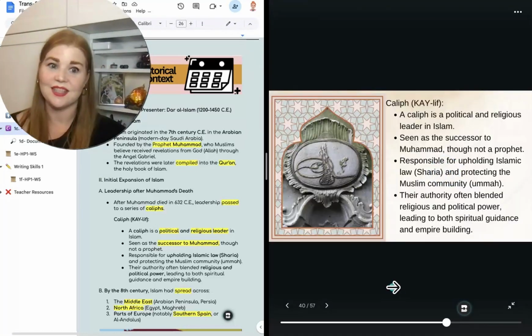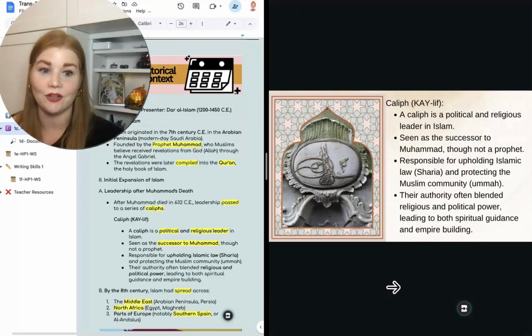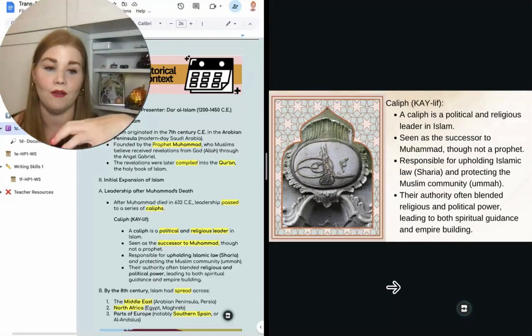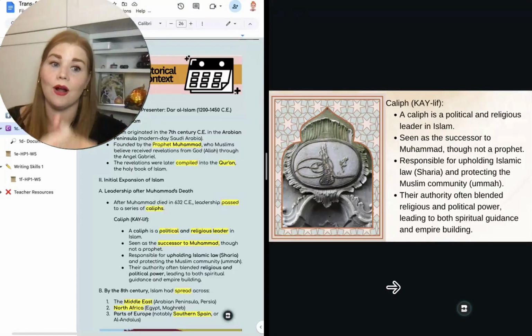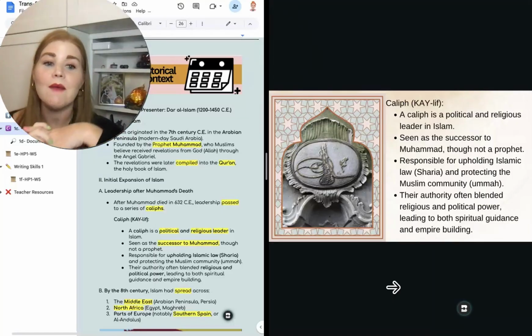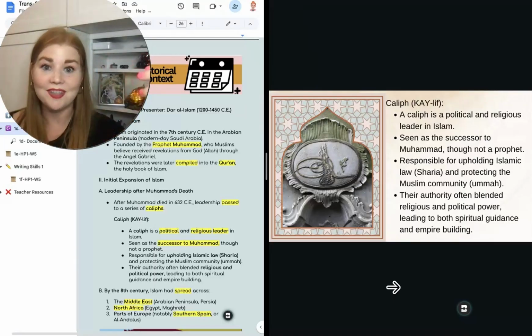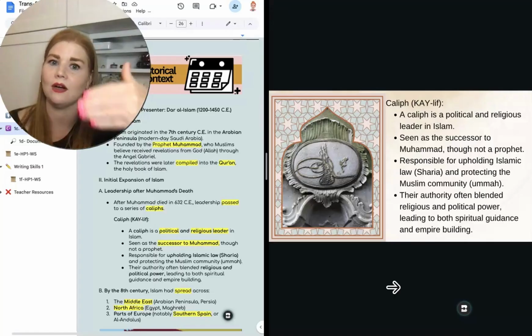All right, caliphs. So caliphs are a political and religious leader in Islam. They are seen as the successor, both politically and religiously, of the Prophet Muhammad. They are responsible for upholding Islamic law or Sharia and protecting the Muslim community. Their authority often blends both religious and political power together. Especially in this historical time period, most leaders are going to take religion and use that to help legitimize their power.